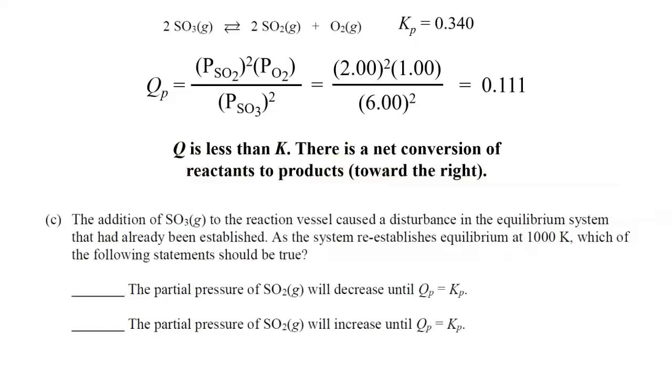There is a net conversion of reactants to products toward the right, and so in part C, it says the addition of SO3 to the reaction vessel caused a disturbance in the equilibrium system that had already been established. So as the system reestablishes equilibrium at 1000 kelvins, which of the following statements should be true? Well, if we're going to proceed from left to right, that's going to cause additional SO2 to be formed. So the partial pressure of SO2 should increase until eventually equilibrium is reestablished and Q equals K.